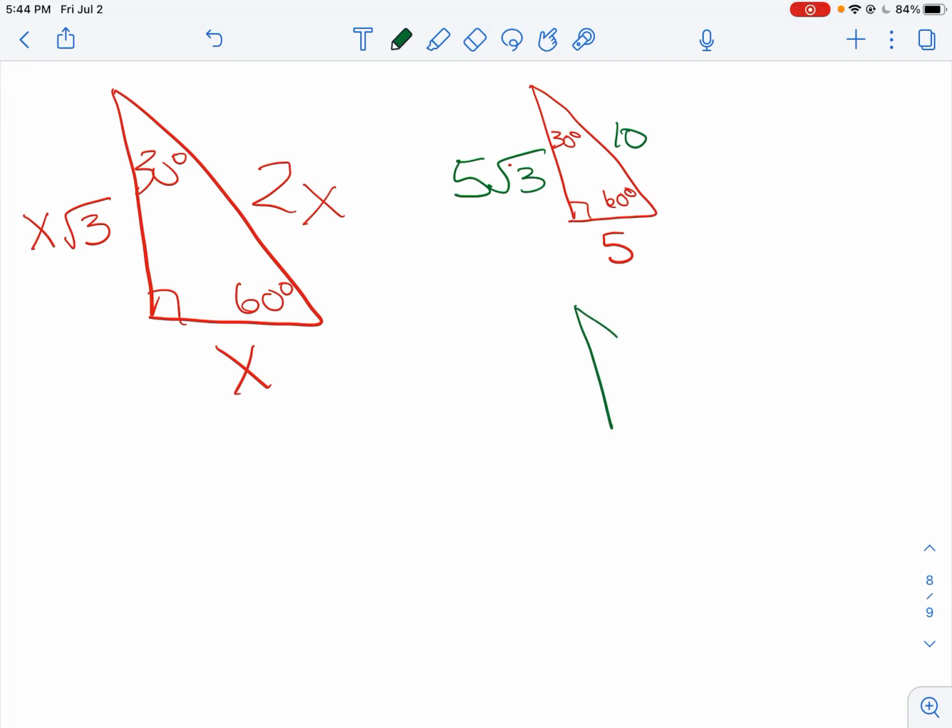Let's do it again. We'll say this is 30, this is 60, and we'll say that this is 11. So in order to find the hypotenuse, I double it. So that's 22. In order to find the side across from 60 degrees, I take the shortest side and I multiply it by the square root of 3.